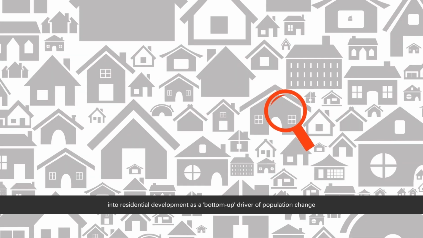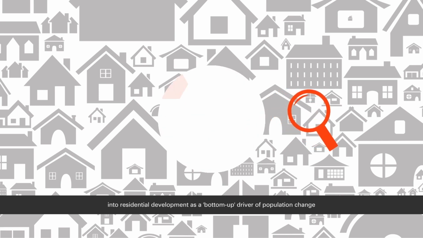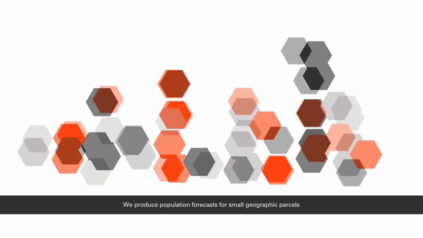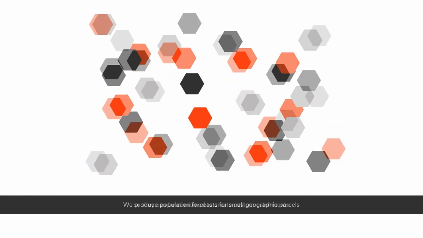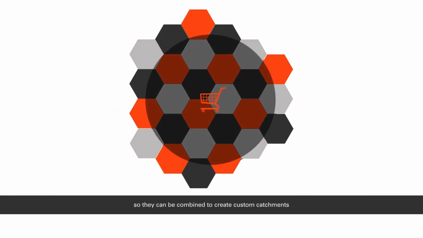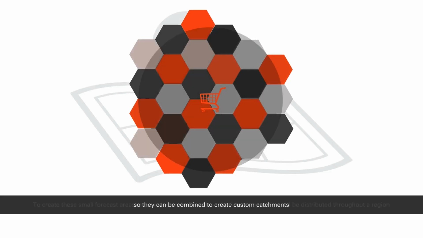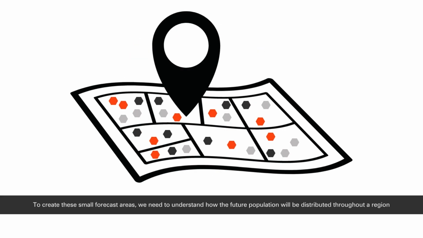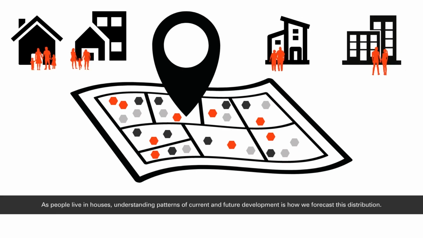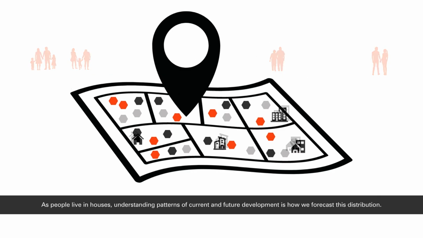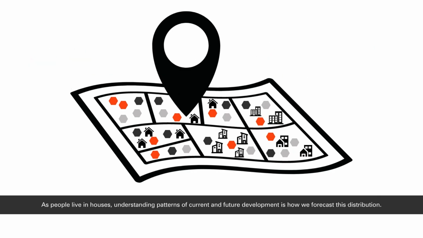Many population forecasts will use a similar top-down process, but what makes ID's forecasts unique is our detailed research into residential development as a bottom-up driver of population change. We produce population forecasts for small geographic parcels so they can be combined to create custom catchments. To create these small forecast areas, we need to understand how the future population will be distributed throughout a region. As people live in houses, understanding patterns of current and future development is how we forecast this distribution.